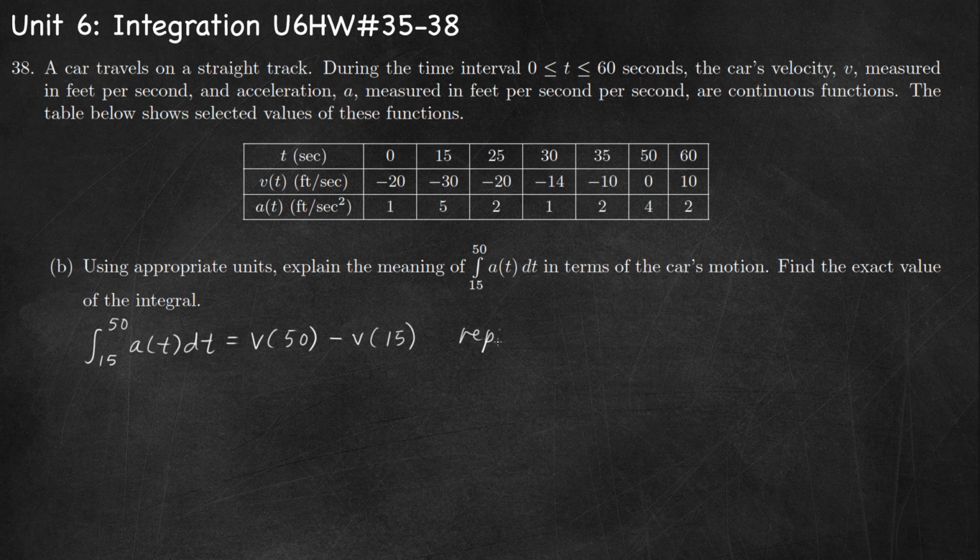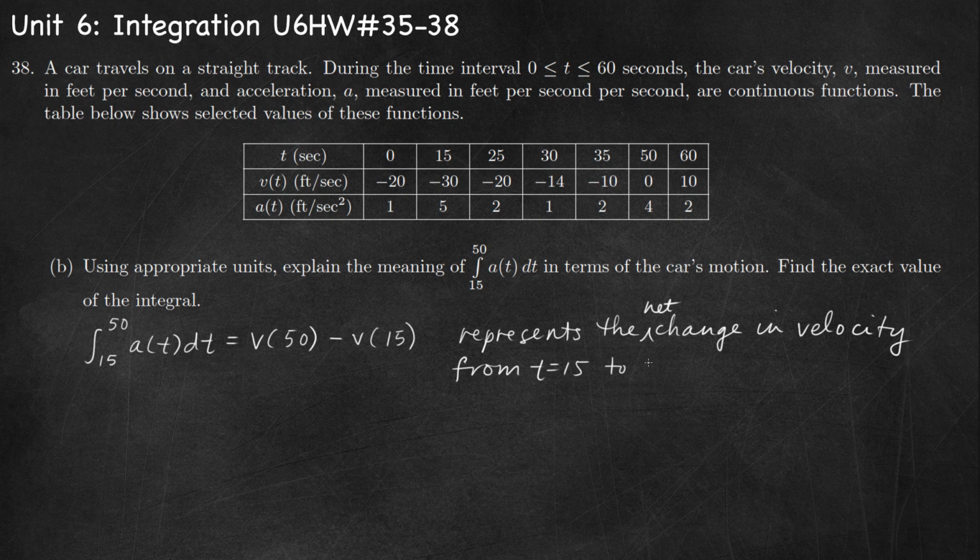So this represents the change in velocity, the net change in velocity, from t equals 15 to t equals 50 seconds. We can find this exact value because we have v of 50 in our table. V of 50 is 0, minus v of 15 is negative 30. So that's equal to 30. This is the change in velocity, and velocity is measured in feet per second.